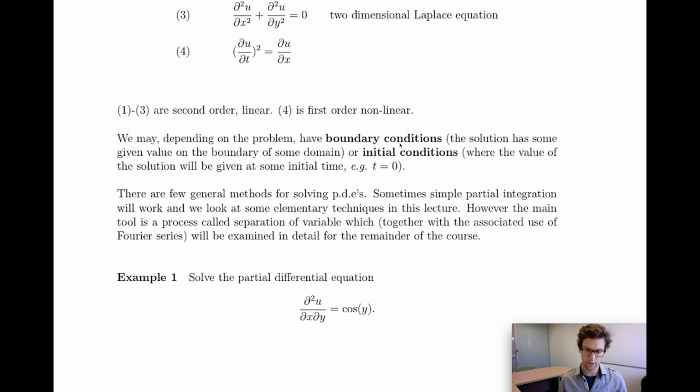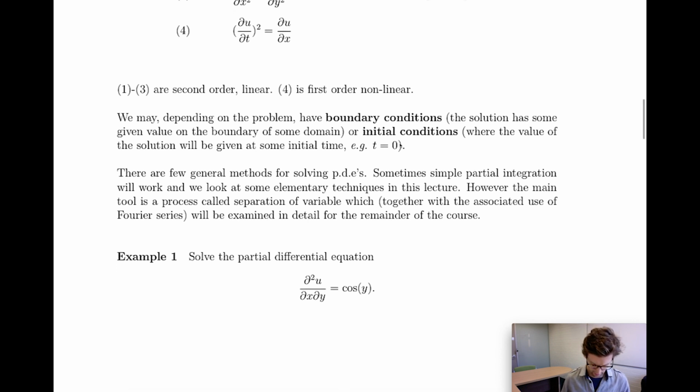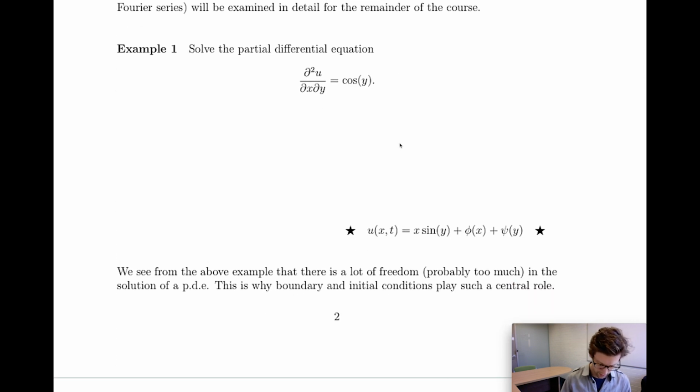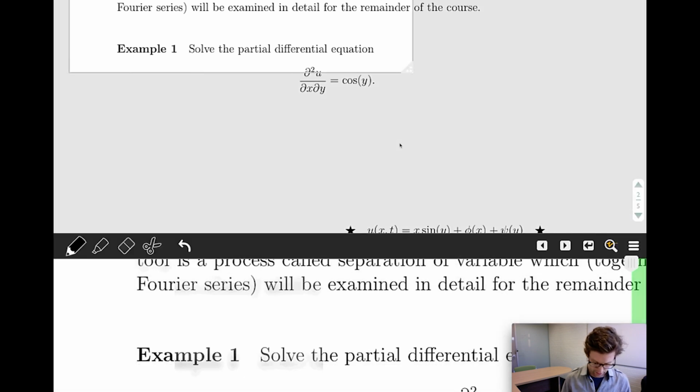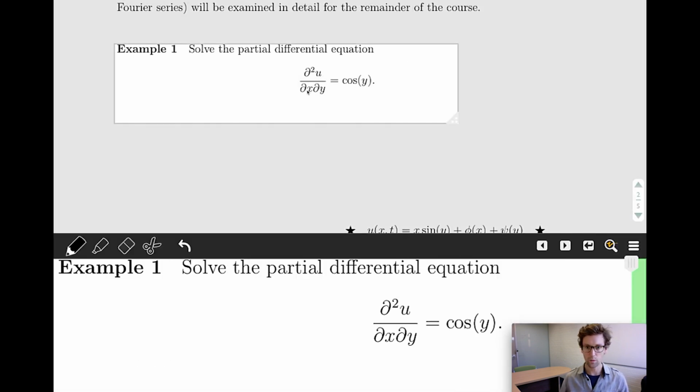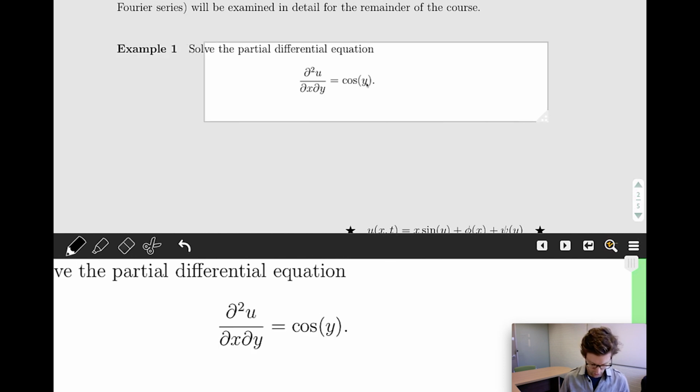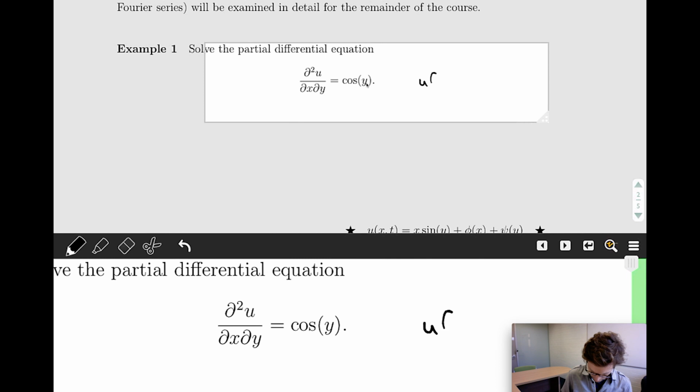Now we have some general methods for solving partial differential equations. And the simplest method is partial integration. Sometimes that'll work, so let's take a look at that. Example 1. We've got an equation, d squared u dx dy, so a mixed derivative, is equal to cosine y. So u here is going to be a function of x and y.